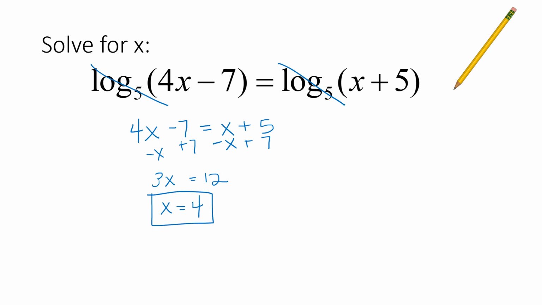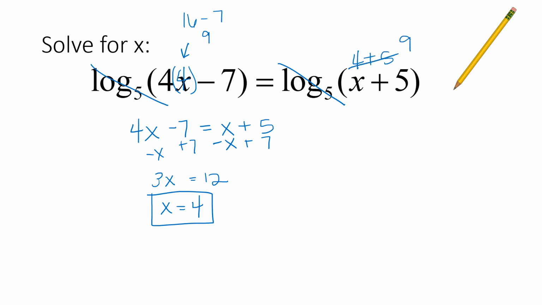Now I just need to make sure that it's a good solution, so I've got to take this and plug it in. The only thing I can't get is negatives or 0. So if I were to plug in a 4 here, 4 times 4 would be 16 minus 7 would be 9. Positive number, that works. Double check this other side. 4 plus 5, 9. Positive number, we're good.